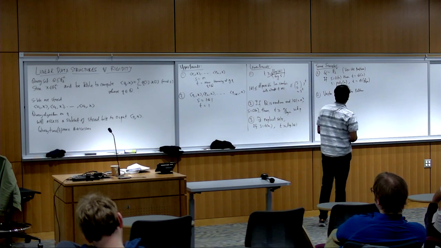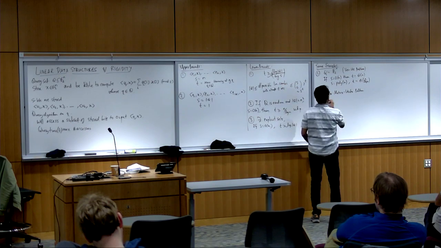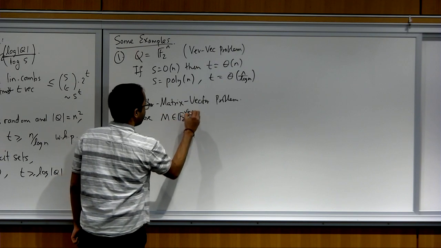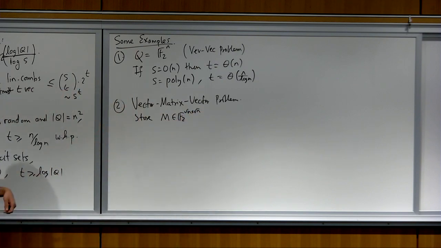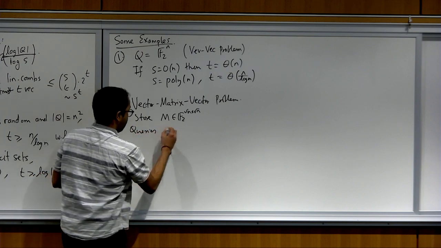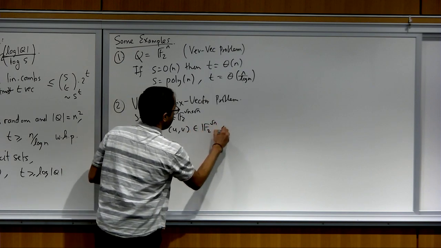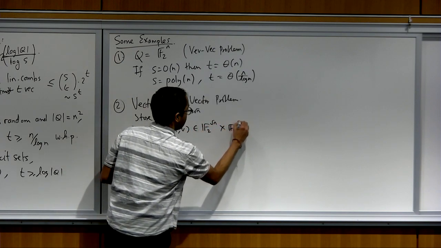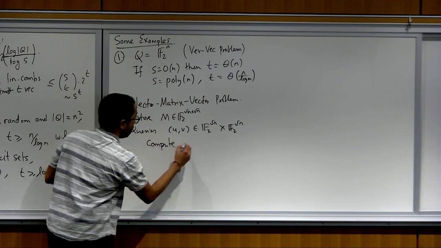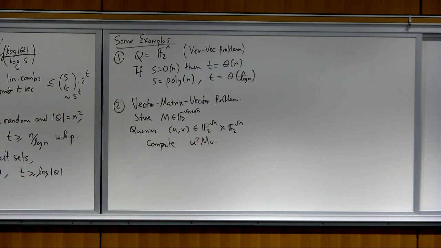Good. So where was I? I'll describe what the vector matrix vector problem is. Here you store a matrix M in F2 to the square root n by square root n. Your queries are given by the pair U, V, which are two square root n length vectors, and you want to compute U transpose M V.